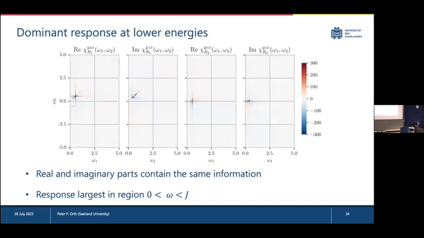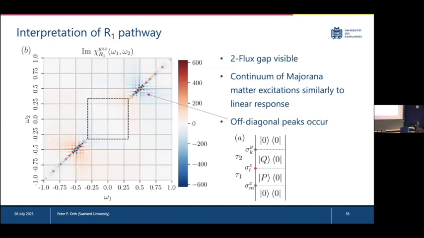So looking at a broader frequency range, we see that really the dominant response happens at low energies. So that's also something, even though the bandwidth is larger, really the dominant response is at the edge of this, at the two-flux edge here, the two-flux gap edge.